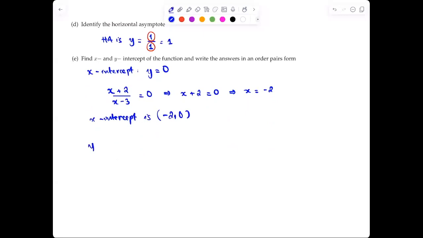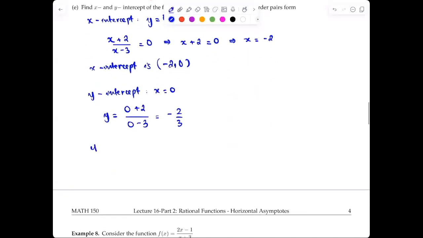Now for the y-intercept, you set x equal to 0 and you solve for y. So this one is a little bit easier. You get y equal to 0 plus 2 divided by 0 minus 3. You have the answer to be negative 2/3. Then you conclude that the y-intercept is 0 comma negative 2/3.